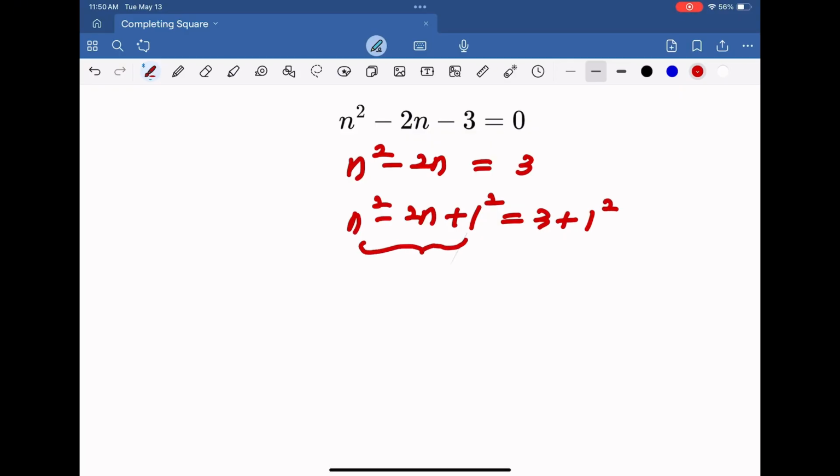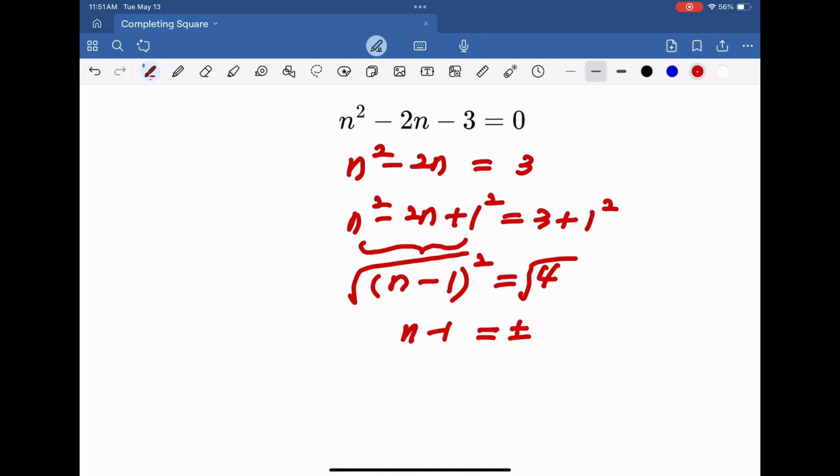n squared minus 2n plus 1 squared is (n minus 1) squared. You have to take the sign with the coefficient of n, so it's minus. Now it's 4 on the right-hand side. You take the square root. n minus 1 equals plus or minus the square root of 4, which is 2. n equals, you add 1 to both sides, so 1 plus or minus 2.